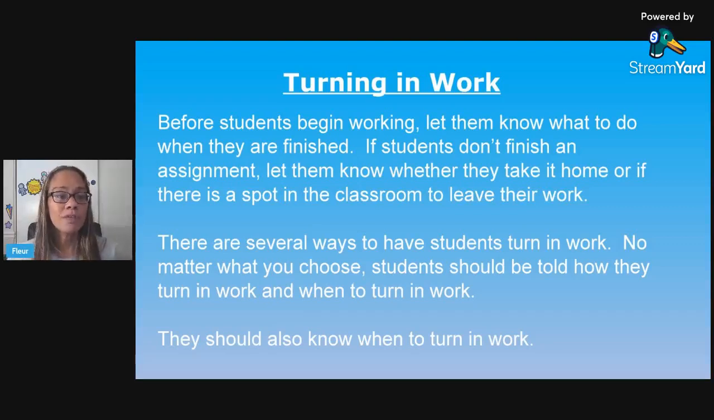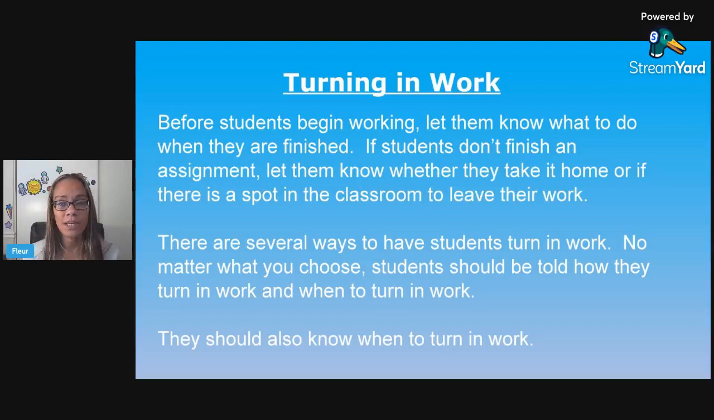If students don't finish an assignment, let them know what to do with it. Either they'll take it home, or you can have a spot in your classroom where they leave their things. So there's different ways to have kids turn in work, and no matter what you choose, just make sure they know how to do it and when to turn in work. So you might have them turn it into the basket when they're done. Maybe one person in the group collects all their papers, or they take it home, something like that.